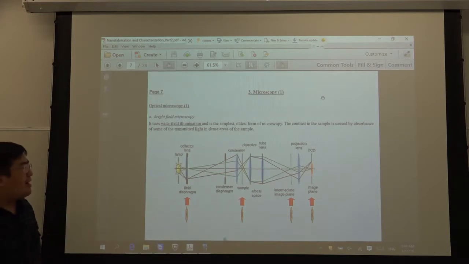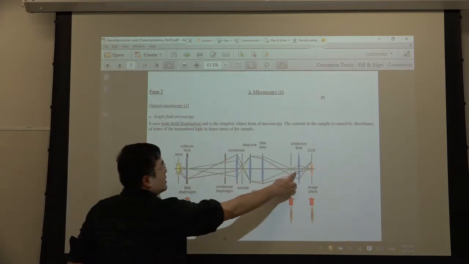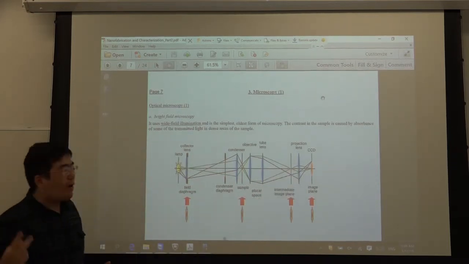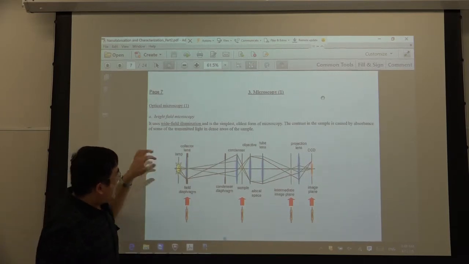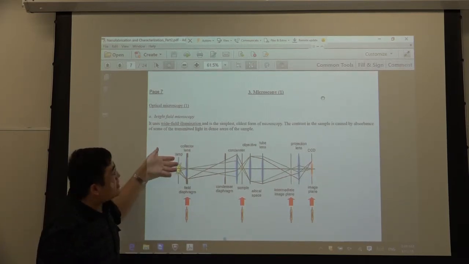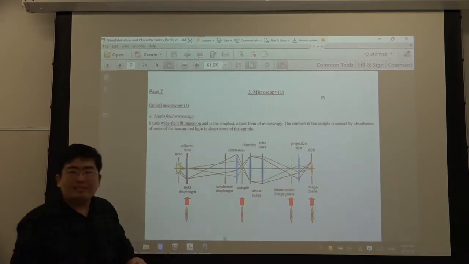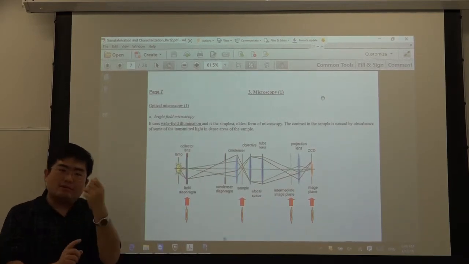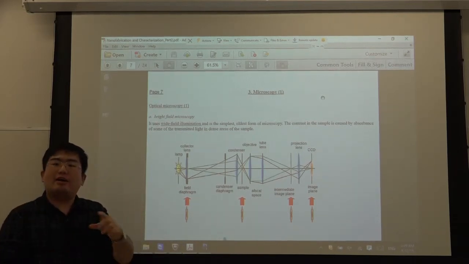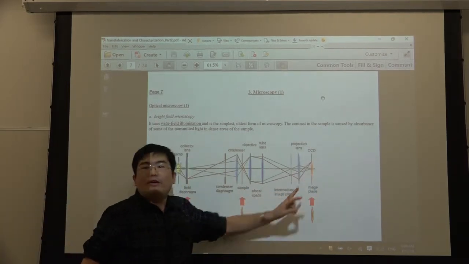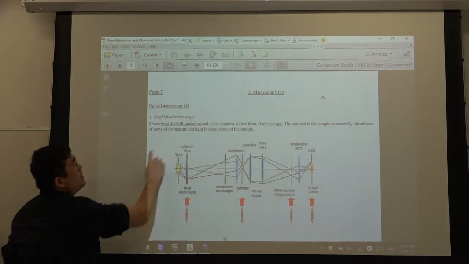The final collection includes two parts. One is the incident wave from the light source. The other is the scattered wave from the sample. Add them together, and this is the basic idea. They call it wide field illumination.